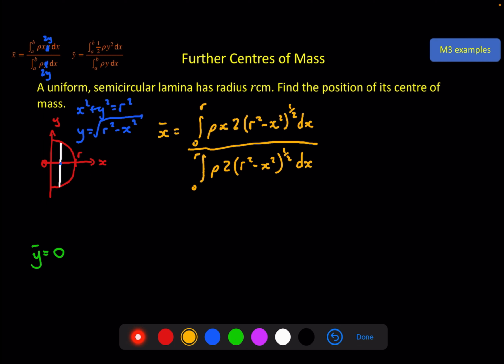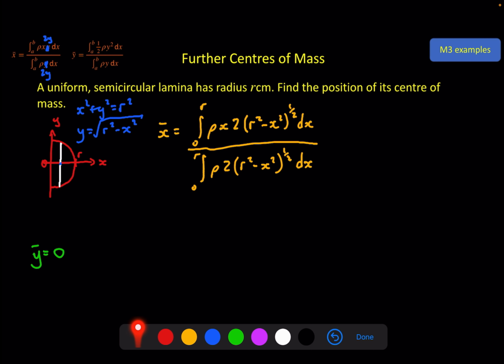Stopping to take a quick look at this, in the numerator we're going to be okay, because the 2 and the x here is a derivative of this bracket in here, more or less. So we can integrate this using the pattern a function multiplied by its own derivative. In the denominator though, it's a little bit more awkward.